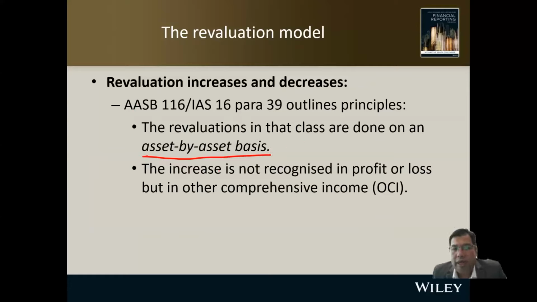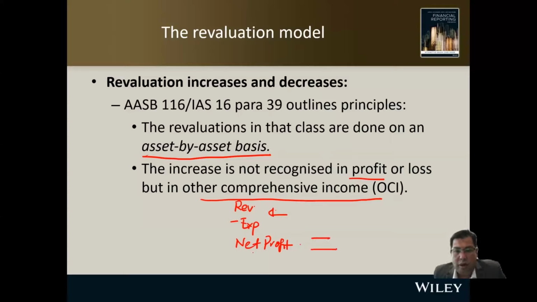The increase is not recognized in profit and loss. It will not increase your net profit. It will not go to your net profit, but it goes to the second part, that is other comprehensive income. Let me explain this. When we study accounting at a lower level, we have revenue, then minus expenses, then we have net profit here. So it will not go under this part, but to this profit we are going to add another component here. We call it OCI, other comprehensive income.